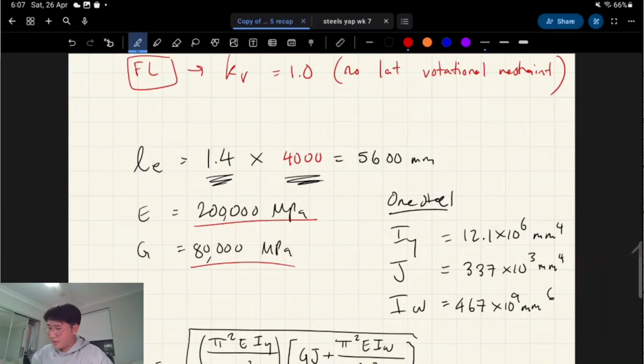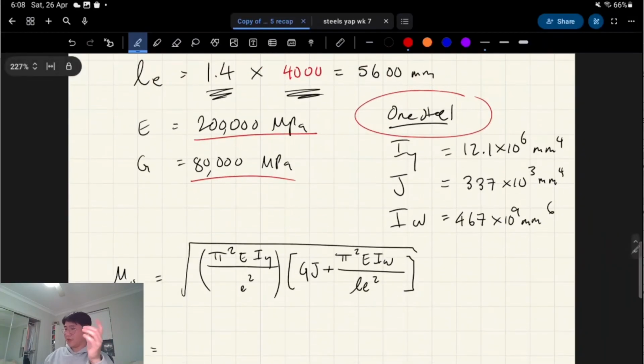So we have our standard material values, right? Elastic modulus is 200,000 MPa. Shear modulus is 80,000 MPa. That's standard. That's across the entire course. On OneSteel, what you want to nab here is Iy, J, and Iw. So that's your moment of inertia in the weak direction, the minor direction. J is your torsional constant, and Iw is your warping constant. So grab all that from OneSteel.